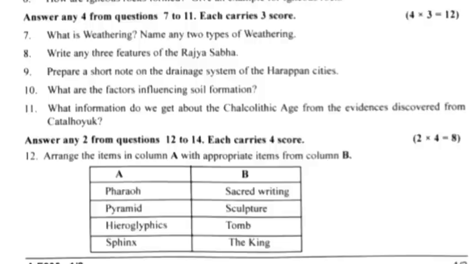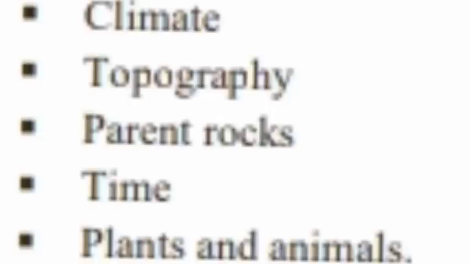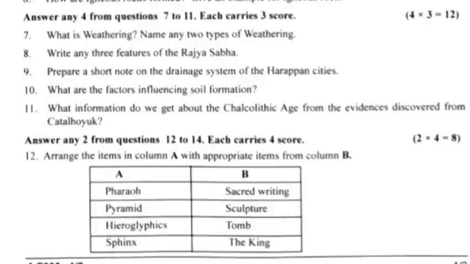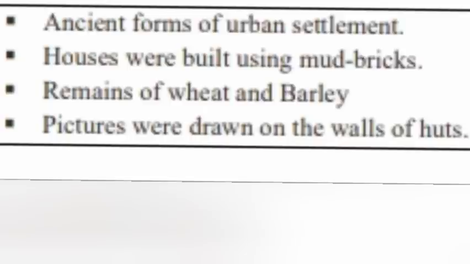10. What are the factors influencing soil formation? Answer: climate, topography, parent rocks, time, plants and animals. 11. What information do we get about the Chalcolithic age from the evidences discovered from Chalcolithic sites? Answer: ancient forms of urban settlement. Houses were built using mud bricks. Remains of wheat and barley. Pictures were drawn on the walls of huts.